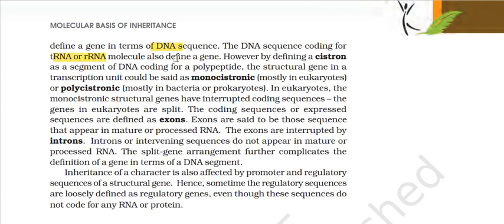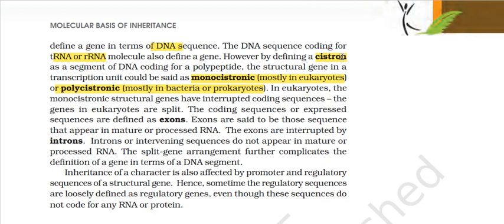However, by defining a cistron as a segment of DNA coding for a polypeptide, the structural gene in a transcription unit could be said as monocistronic, mostly in eukaryotes, or polycistronic, that is in bacteria or eukaryotes. So what happens basically is, in the DNA sequence which is coding for a certain gene, for a certain polypeptide chain, you will have some units of the DNA that are going to transcribe. And the term cistron, again very important, is basically a segment of DNA that will code for a particular polypeptide. This structural gene in a transcription unit can be monocistronic, meaning there'll only be one structural gene, or it can be polycistronic.